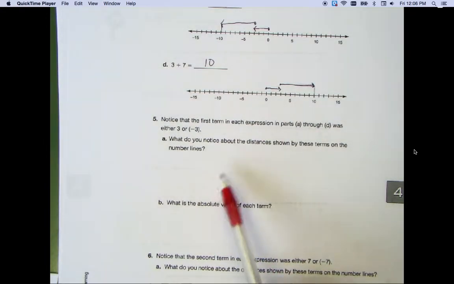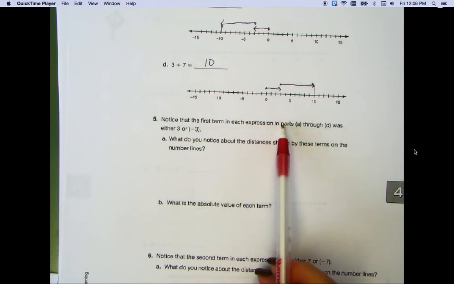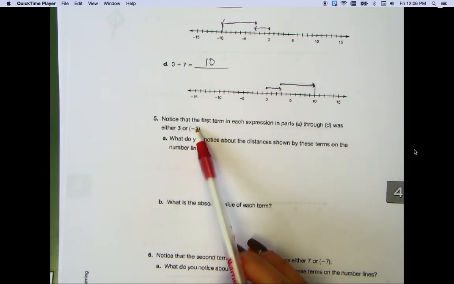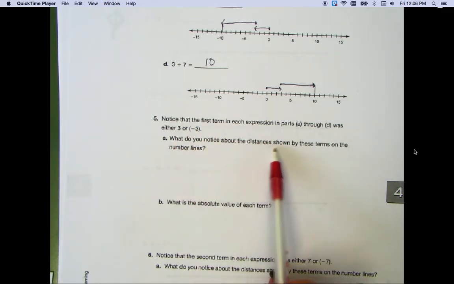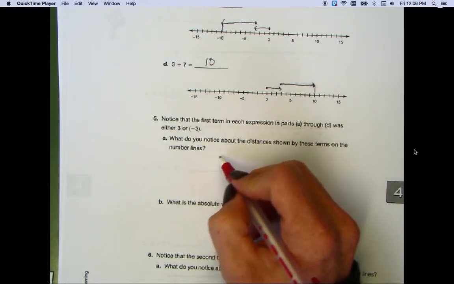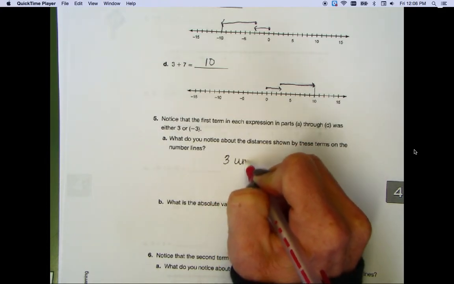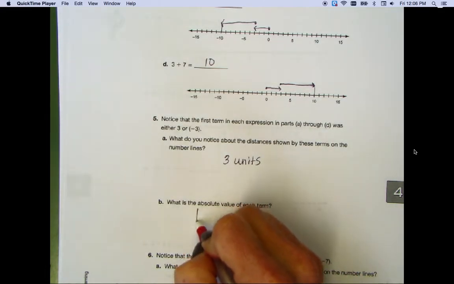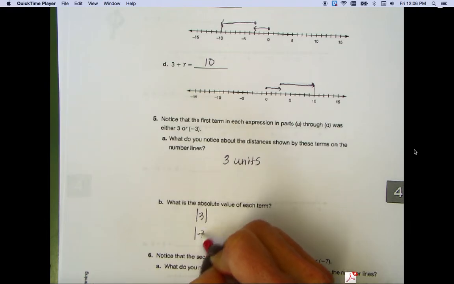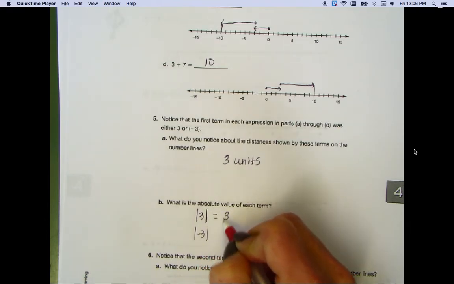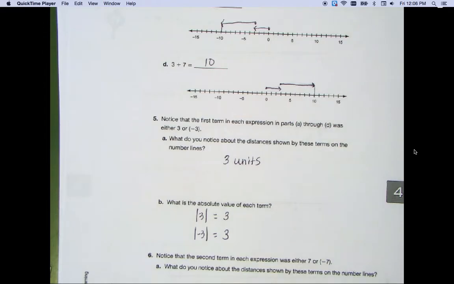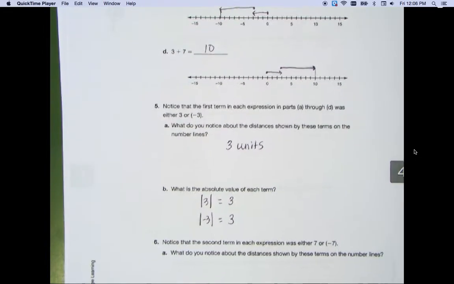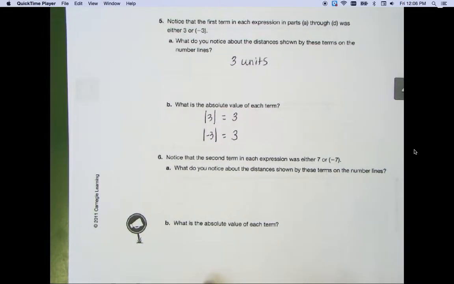So in all 4 of these, notice that the first term in each expression was either a 3 or a negative 3. What do you notice about the distance shown by these terms on the number line? In all of those cases, we moved 3 units. What's the absolute value of each term? So it was either a 3 or it was a negative 3. Both of those are just 3 units away from 0 on a number line, just opposite directions.